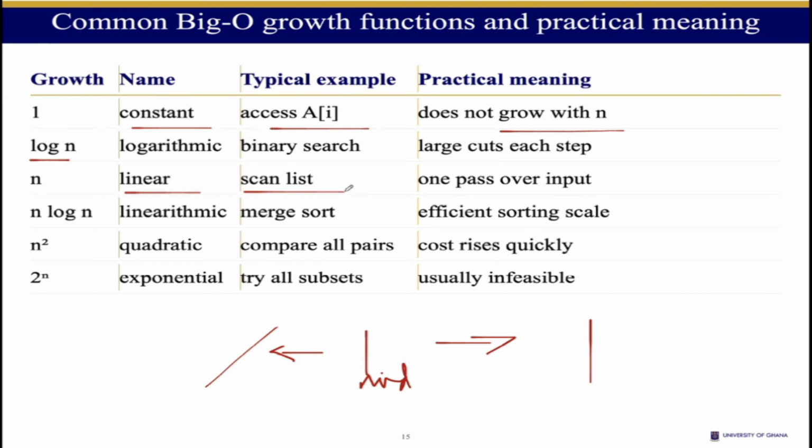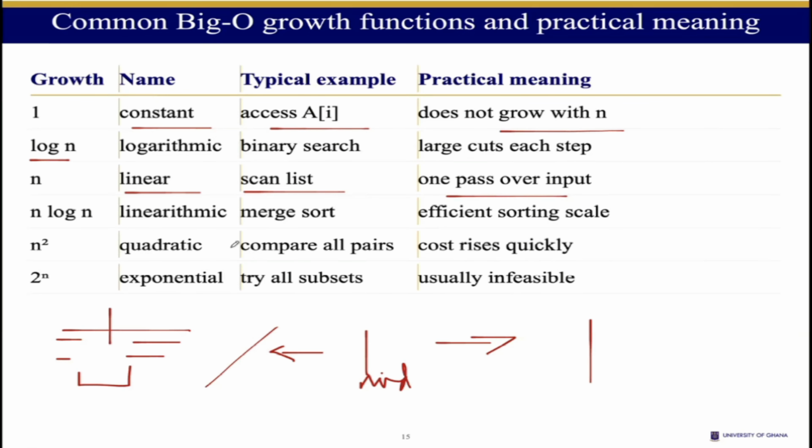Then linear, if I'm scanning the list, one pass over input, that's the practical meaning. Then n log n, linearithmic. When we are doing merge sort, we break the components into two, we sort here, we keep breaking. When we have sorted, then we can merge the outcomes of what we found here. We'll be looking at all of that.